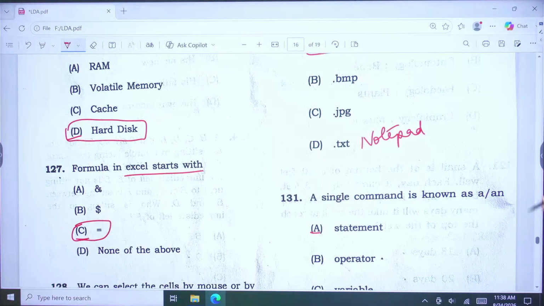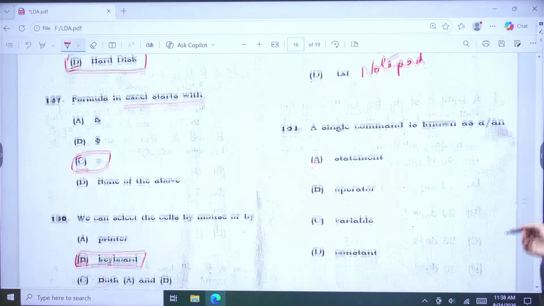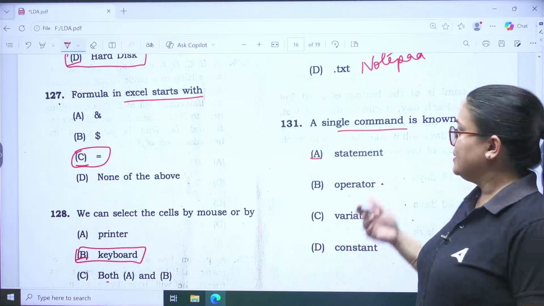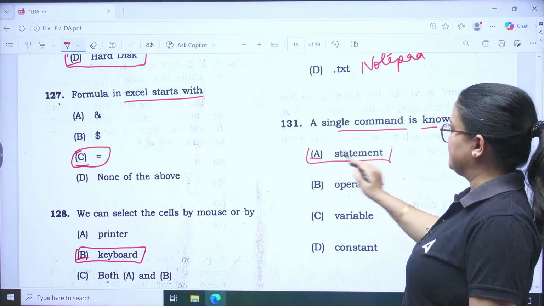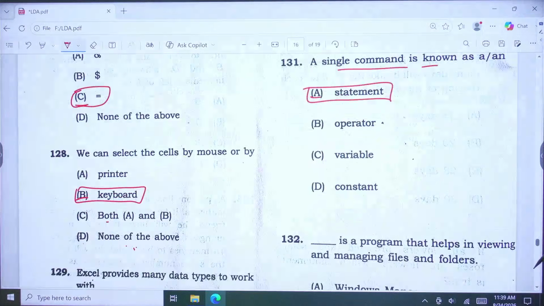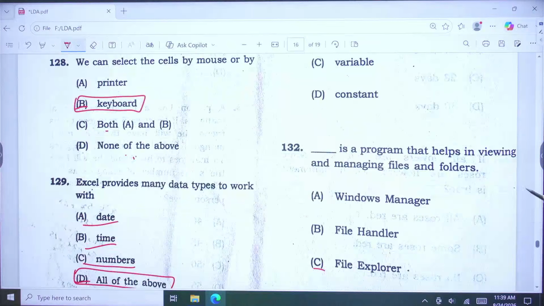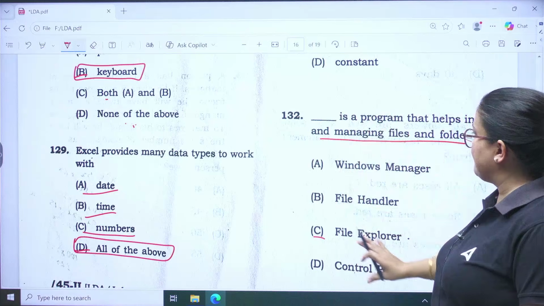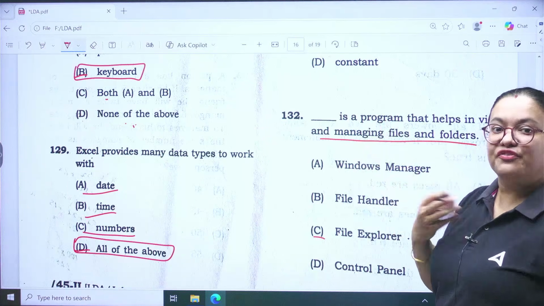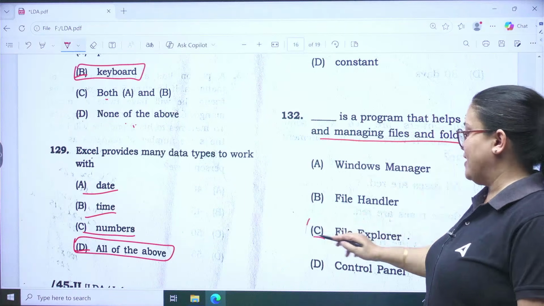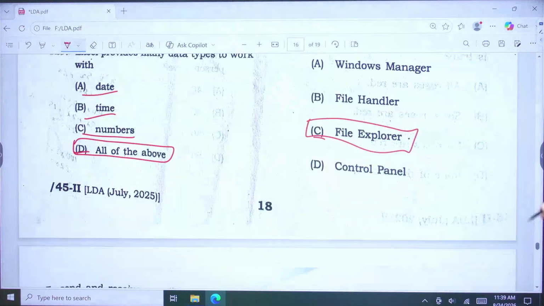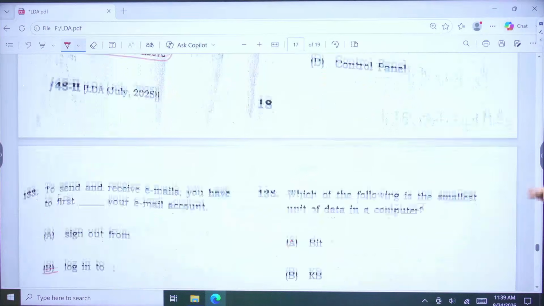Next, a single command is known as an. So we were talking about a single command in a particular system. A single command means I am giving a statement. Next, 132, a program that helps in viewing and managing files and folders. Whenever we talk about managing our different files and folders, that is File Explorer. This was a very easy question. These are some of the questions which we already encounter every day in our life.